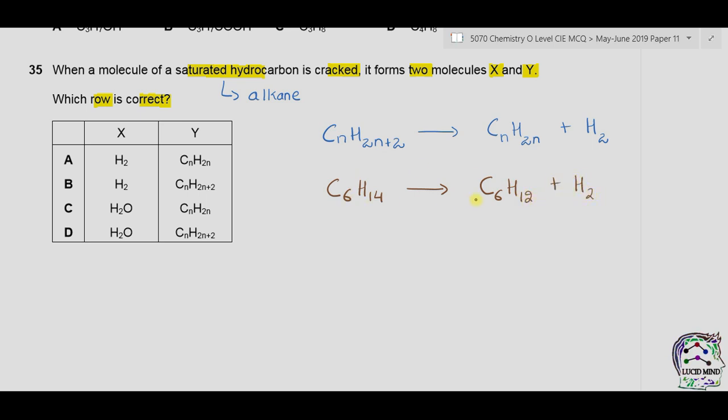The number of carbon atoms is the same on the reactant and product side. The number of hydrogen atoms is also balanced. As there is no oxygen in a saturated hydrocarbon, only carbon and hydrogen are present, therefore H2O is not possible. Looking at the products, we have alkene and hydrogen. The general formula of alkene is CnH2n, and this is the other product. The correct answer is A.